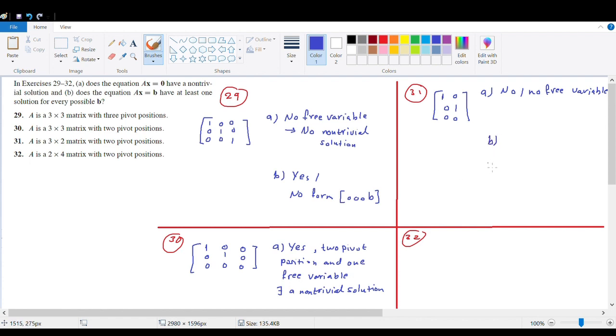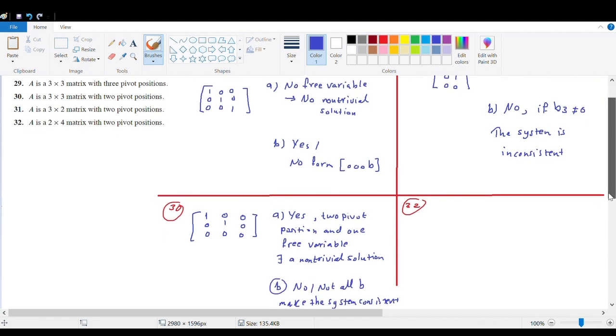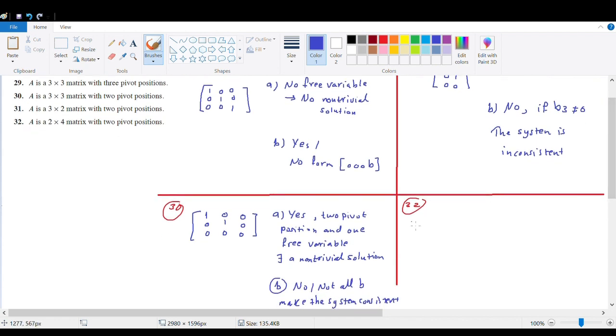Now part B: does the equation Ax = b have at least one solution for every possible b? Also we said this one is no, especially if b3 is not equal to 0. Because if the last entry of b is not 0, we have an equation of the form 0 = b, which is inconsistent.